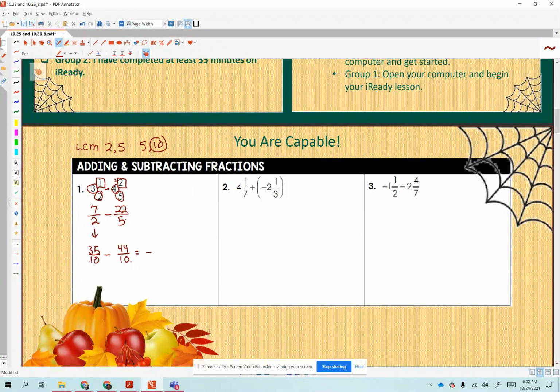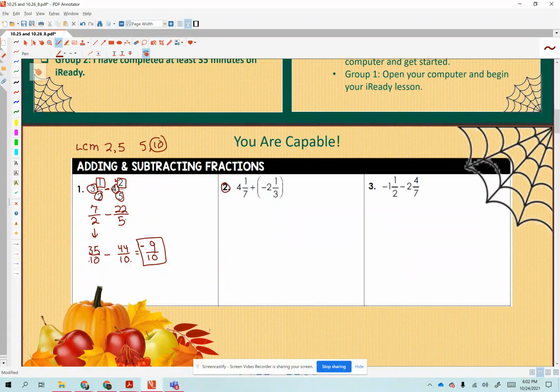Now, if you'll notice here, first of all, our answer will be in tenths until we simplify it further if need be. But we have a larger number, a greater number, being subtracted from a lesser number, so that means our answer will be negative. So 35 minus 44 is a negative 9/10. And that's our final answer. So I hope you try them yourself. You should pause the video, try it yourself, and then check your work with the video.